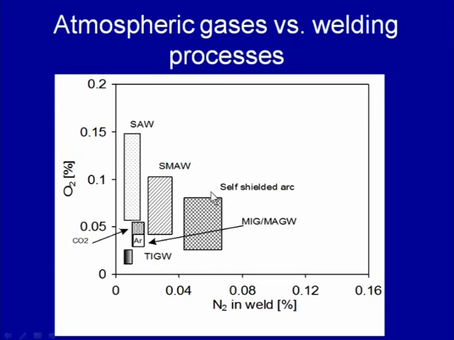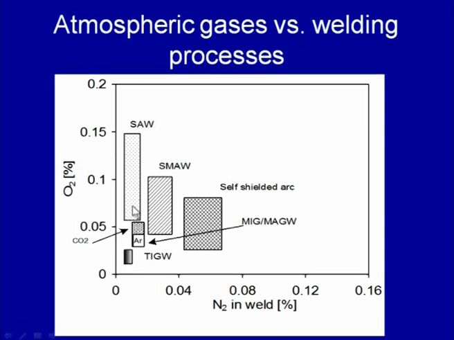If we see the self sealed arc welding process, in this case the nitrogen content is significantly higher than the oxygen, and this results in a weld joint with comparatively poor cleanliness, and the high percentage of oxygen and nitrogen results in a high percentage of inclusions of oxides and nitrides in the weld joints made by the self sealed arc welding process.